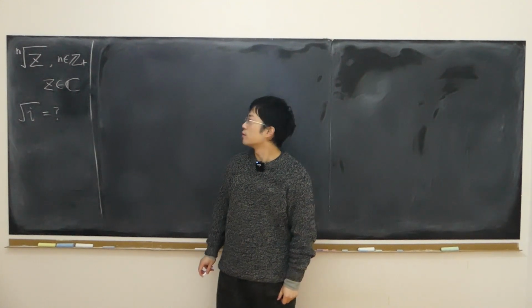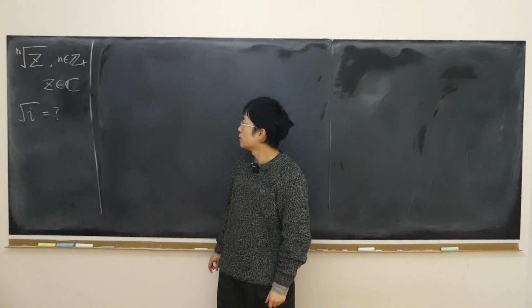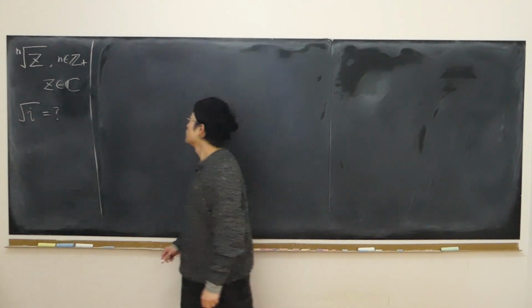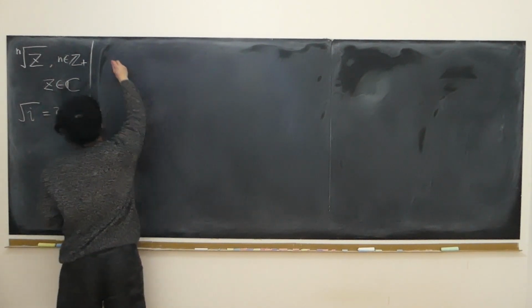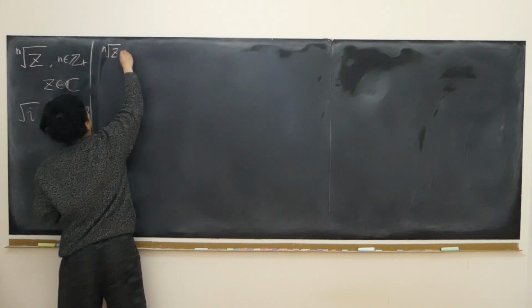What's the nth root of the complex number z, where n is a positive integer? And later we're going to find the square root of i. First of all, I'm going to let the nth root of z equal w.